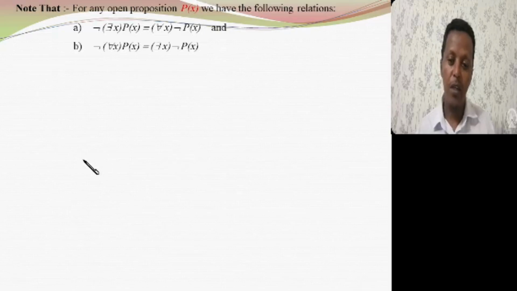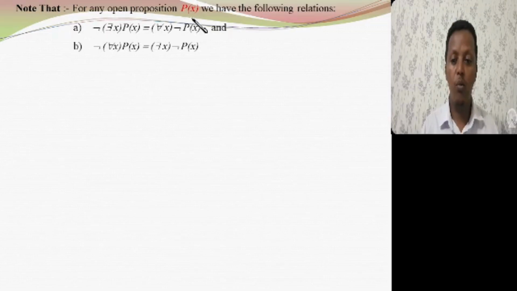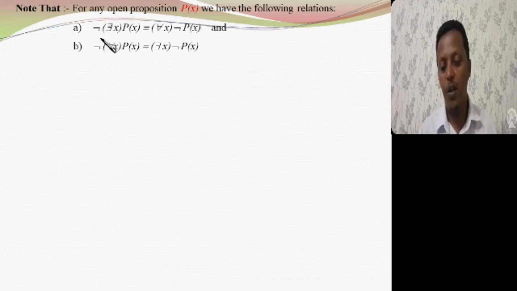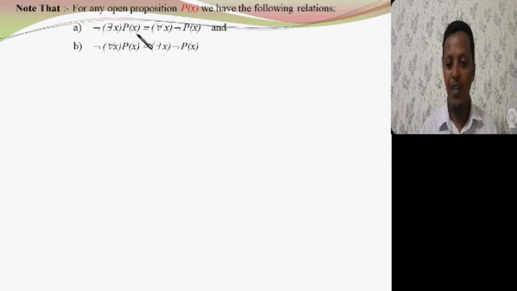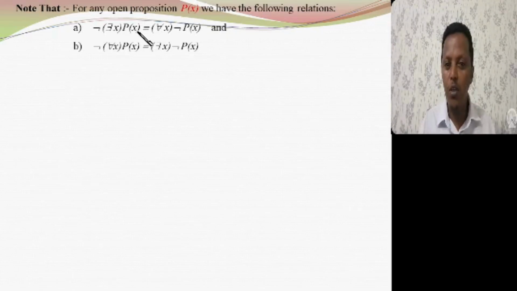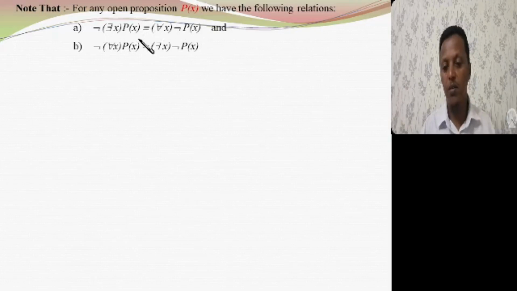We are going to relate existential with what? Universal. Now for any open proposition P of X, that's the way we read. The negation of there exists X P of X is equivalent to for all X, the negation of P of X. Now the meaning is what? No X satisfies the property of P. So if no X from the domain satisfies the property of P, this means all X do not satisfy the property of P. So these two are equivalent.